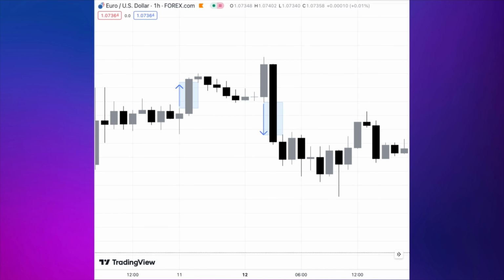Now, let's go back to the example that we have seen before. The first fair value gap that we see here is actually a BISI, buy side imbalance, sell side inefficiency. The second one that we see here is actually a SIBI, and so a sell side imbalance and a buy side inefficiency.